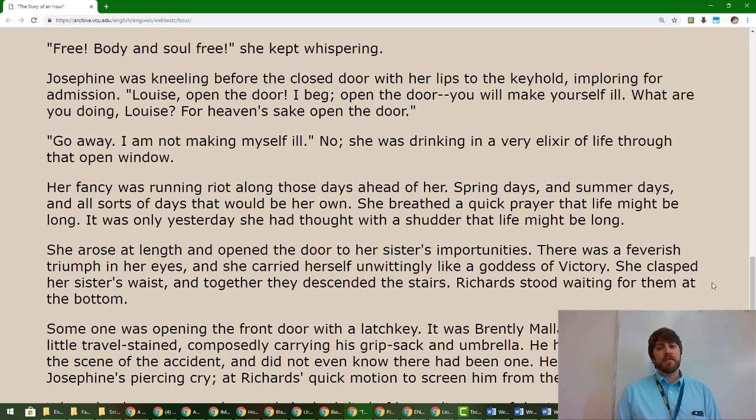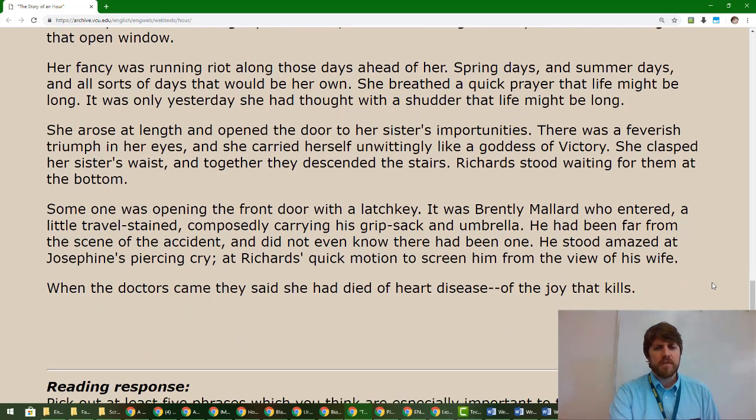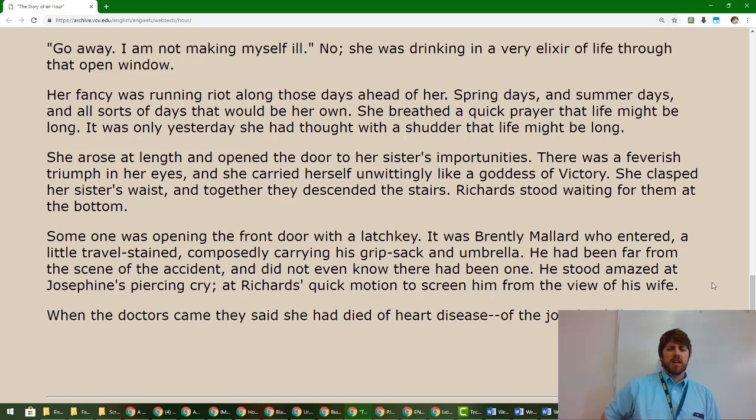No. She was drinking in a very elixir of life through that open window. Her fancy was running riot along those days ahead of her. Spring days and summer days and all sorts of days that would be her own. She breathed a quick prayer that life might be long. It was only yesterday she had thought with a shudder that life might be long. She rose at length and opened the door to her sister's importunities. There was a feverish triumph in her eyes, and she carried herself unwittingly like a goddess of victory.